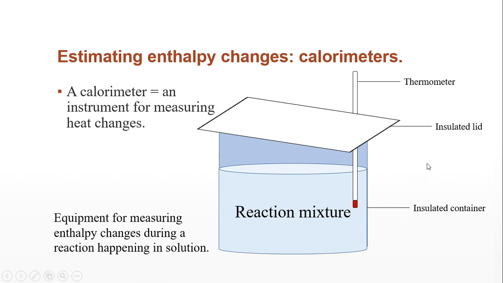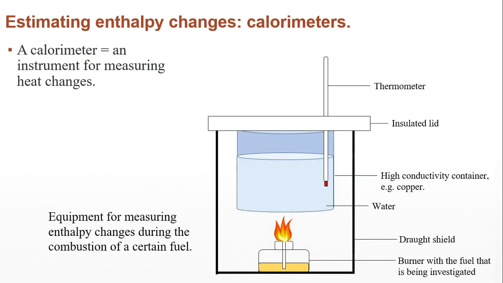But this is for reactions taking place in aqueous solution. You mix them, everything's insulated, and you measure the temperature change. There are also calorimeters for measuring heat changes during combustion processes, for example. Then you could have a setup looking like this. You need to have some sort of draft shield here to make sure that we don't have any air blowing in and out of here.